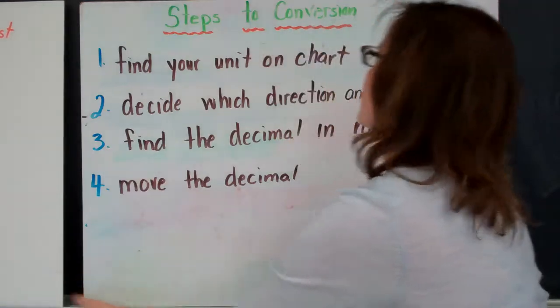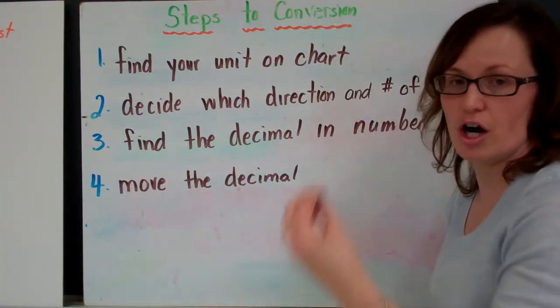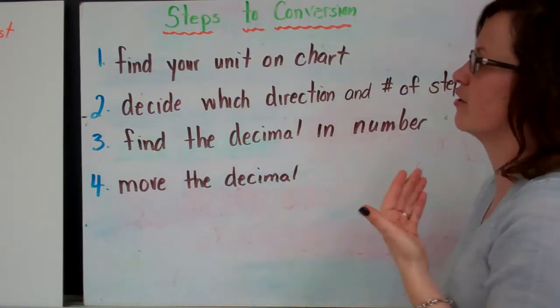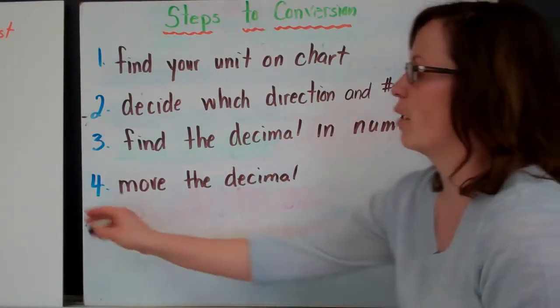Alright, so here's your steps to conversion. First, you want to find your unit on the chart. So you want to find where that first number is, and then the number that you're converting to. Decide which direction and how many spaces.